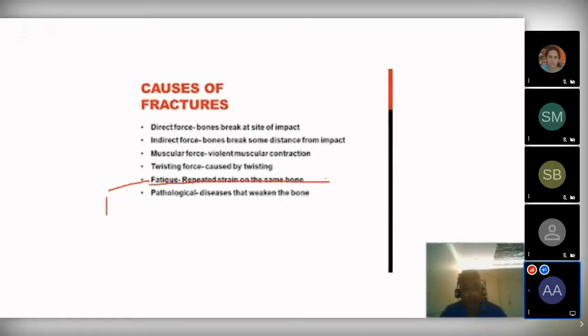Bone is normal, but subjected to excessive repeated stress. I told you, stress fracture. I have discussed the March fracture. Suppose there is a new army recruit who has joined the army recently. He is asked to run every day in the morning and at night. He will develop some stress fracture because he is not used to that kind of activity.